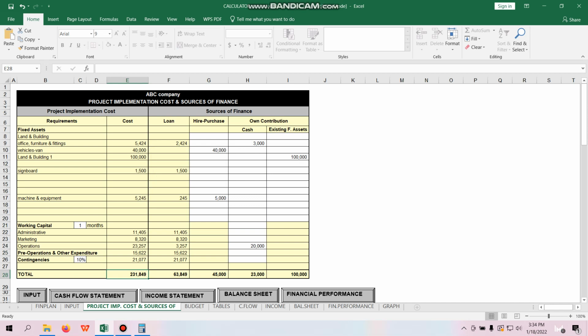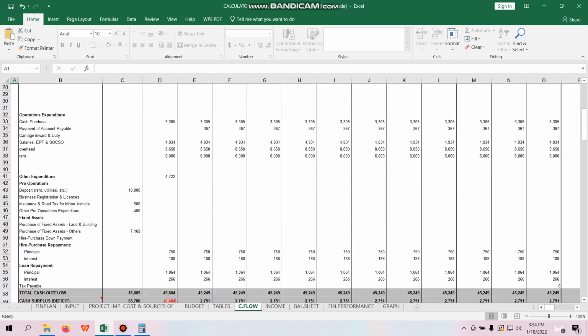So I think that we are good enough with this source of finance, and then I think that we are done with this step. So if you want to make some adjustment, it's up to you. But as I told you just now, only vehicles and machine can be financed by hire purchase. The rest can be financed by loan, or by cash, or if you have existing asset, the best is to use the existing asset, because if you don't, it's quite a struggle in terms of generating the cash flow, right? So this is the cash flow.